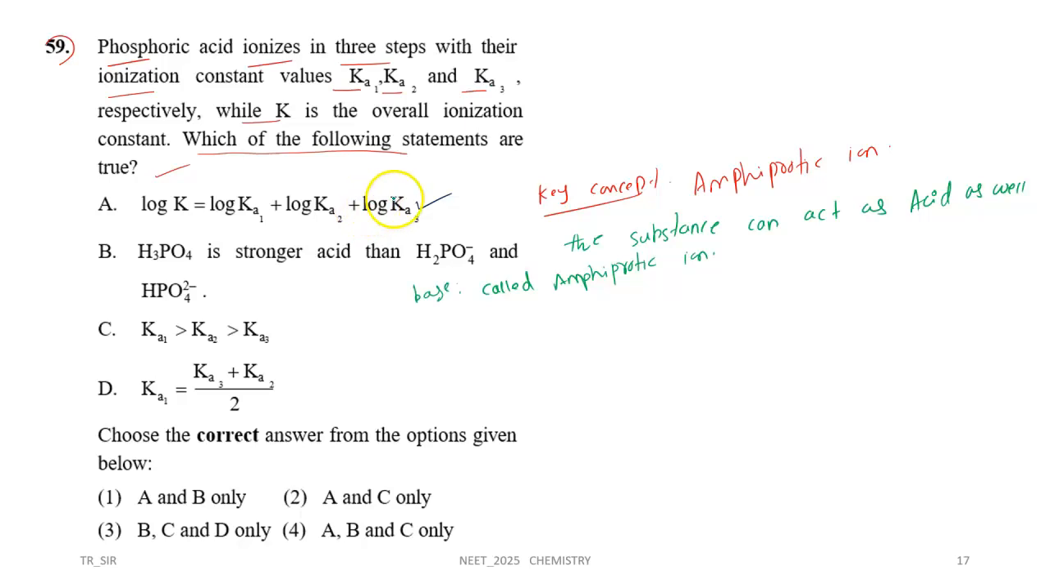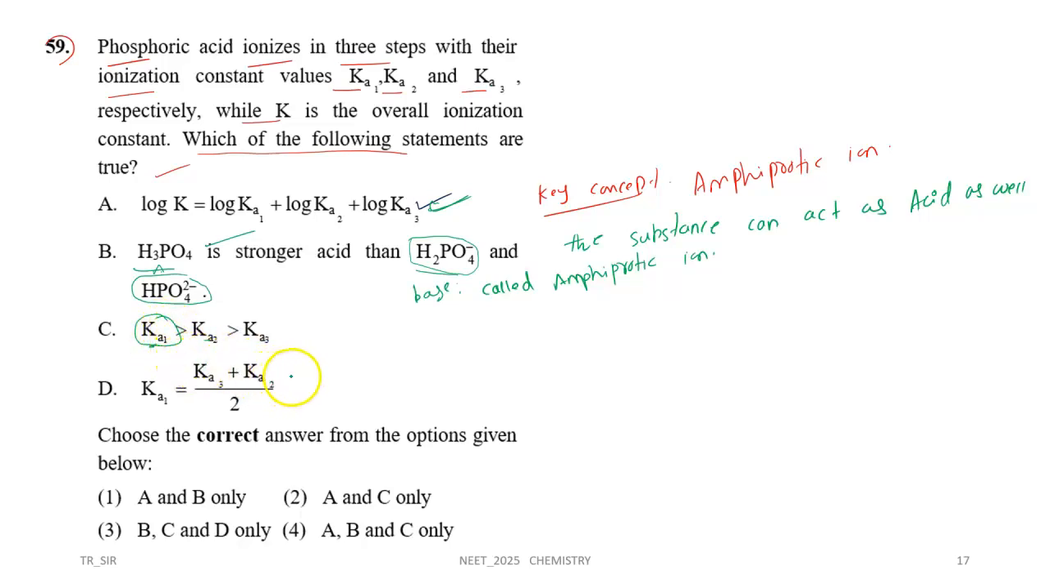Now go to the options. Statement 1 is absolutely right. Statement 2: H3PO4 is a stronger acid than H2PO4 minus, because H3PO4 is a pure acid, whereas H2PO4 minus is an amphiprotic ion, which is not that strong. So the statement is absolutely right. Dissociation constant of the first one is more than the second, then the third. Why? We are removing H plus from a neutral compound, and we need to give more dissociation energy. That is why Ka1 is more.